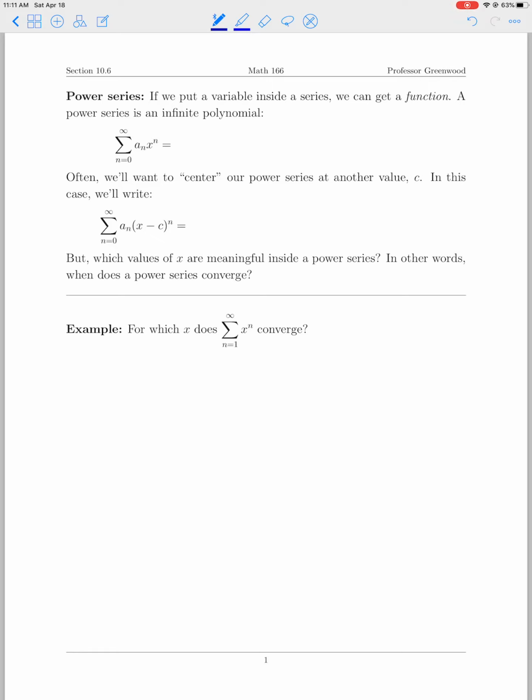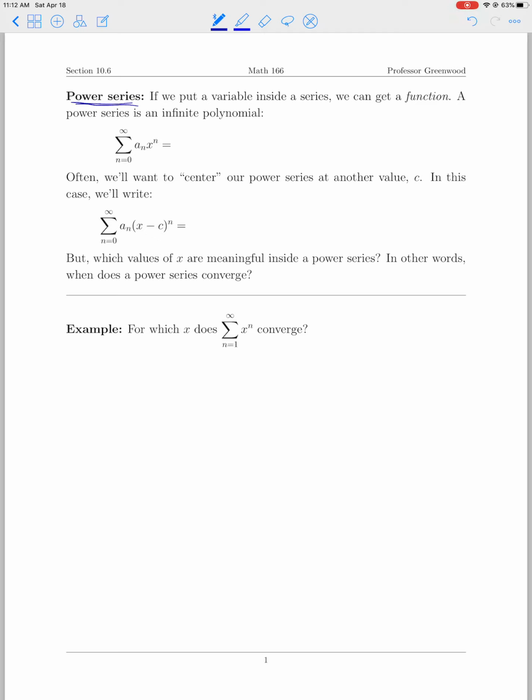Over the last couple of weeks, we've seen a whole bunch of convergence tests so that we can check whether or not a given series converges or diverges. And at this point, you might rightfully be wondering, who the heck cares about whether or not a series converges or diverges? And today, we're sort of going to get to the main point about why we would want to talk about series, which is the concept of a power series.